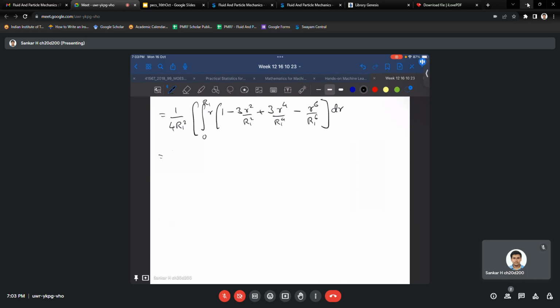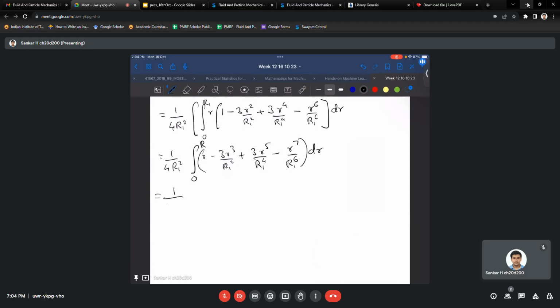It should be 1 by 4 r1 square integral 0 to r1 of r minus 3 r cube by r1 square plus 3 r power 5 by r1 power 4 minus r power 7 by r1 power 6 dr. Sorry about that, it is power 4 and power 6.